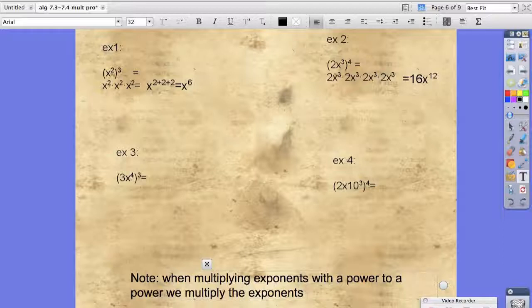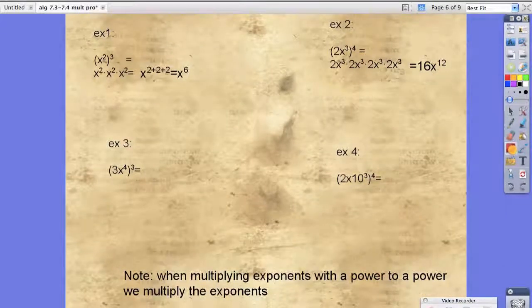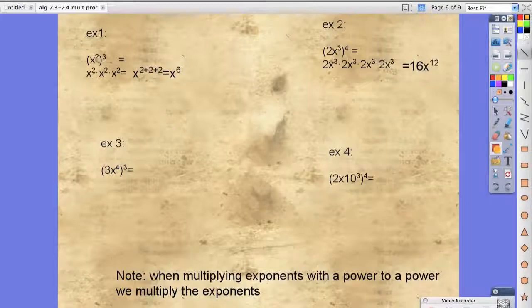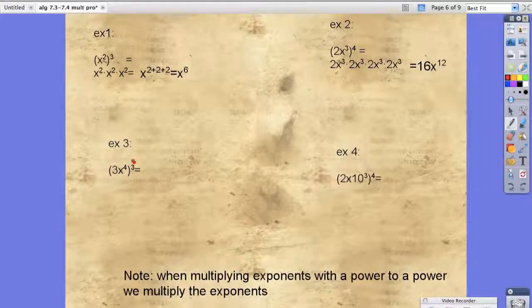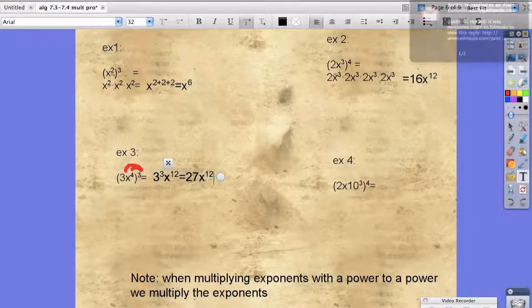So for example 3, we're going to make this a little bit easier and almost make it look like we're distributing. So this 3 is going to essentially be distributed to this 4, and this 3 to the exponent of 3, which is 1. So this will end up to be 3 to the 3rd power, and x to the 12th power. See how we just multiplied? Of course, we want to simplify, so this turns out to be 27x to the 12th power.